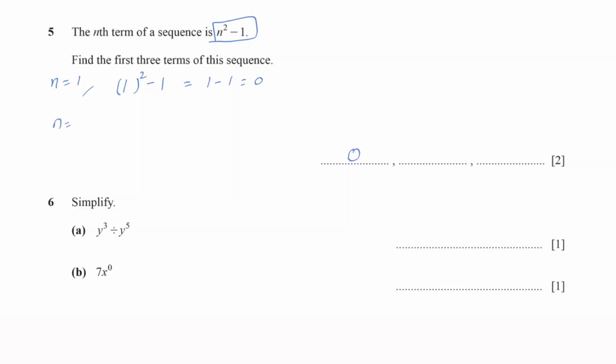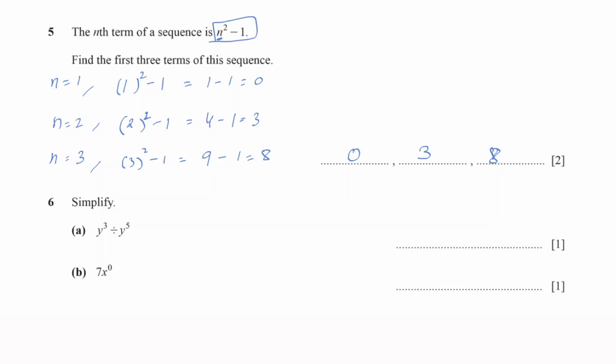And if I put n as 2, it should give me the second term, right? So 2 square minus 1, 2 square is 4, 4 minus 1 is 3. So the second term is 3. And if I put n as 3, in this place of n I'm putting 3. So 3 square minus 1, 3 square is 9 and 9 minus 1 equals 8. So the sequence is 0, 3, 8.